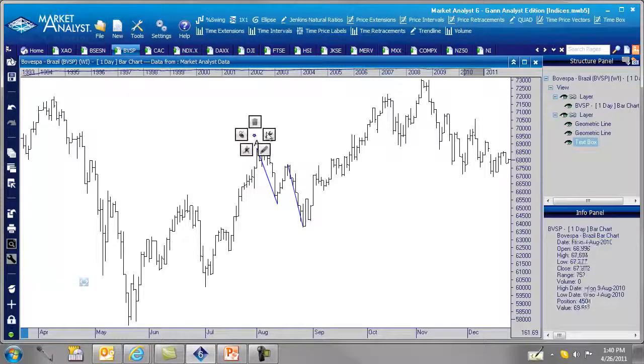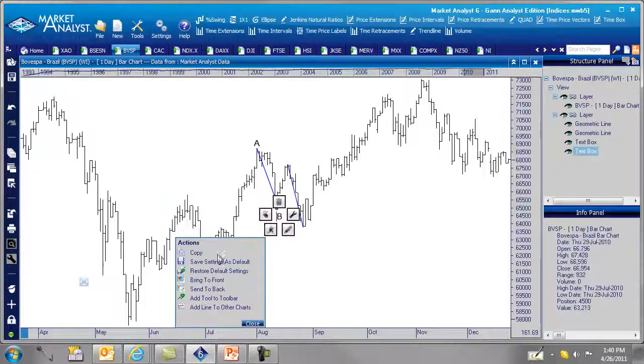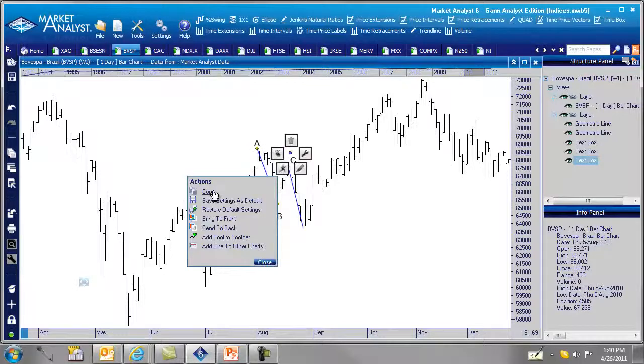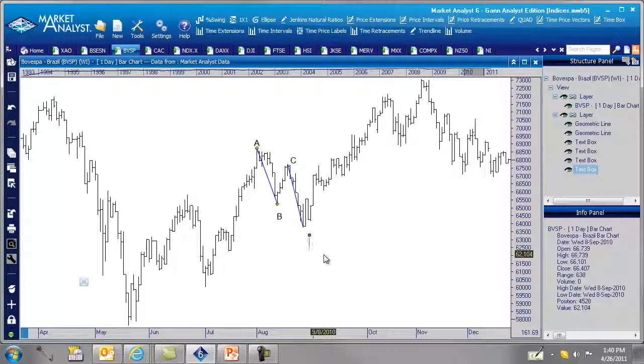So there's A, copy, paste, B, copy, paste, C. Copy, paste, D. Okay. So now let's get rid of these trend lines here. And we'll use our price extension tool, price extension. Turn the lock back on.